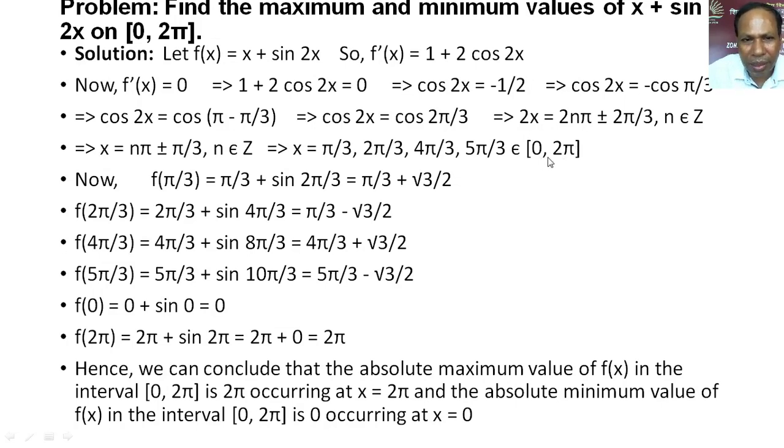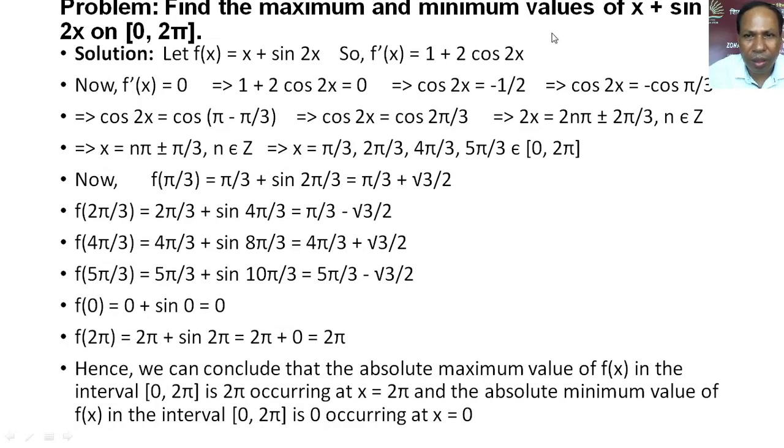So now we find the value of the function at π/3, 2π/3, 4π/3, 5π/3, and also at the end points 0 and 2π. Accordingly, f of π/3 becomes π/3 plus root 3 by 2. f of 2π/3 becomes π/3 minus root 3 by 2. f of 4π/3 becomes 4π/3 plus root 3 by 2. And f of 5π/3 becomes 5π/3 minus root 3 by 2. And f of 0 is 0, f of 2π is 2π.